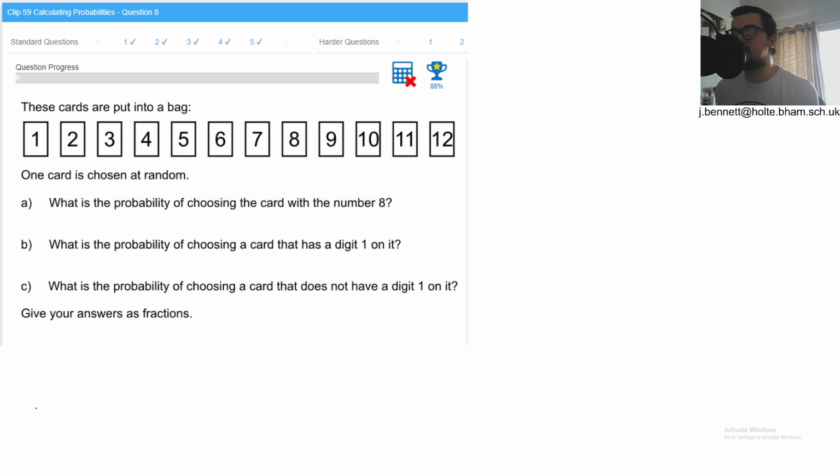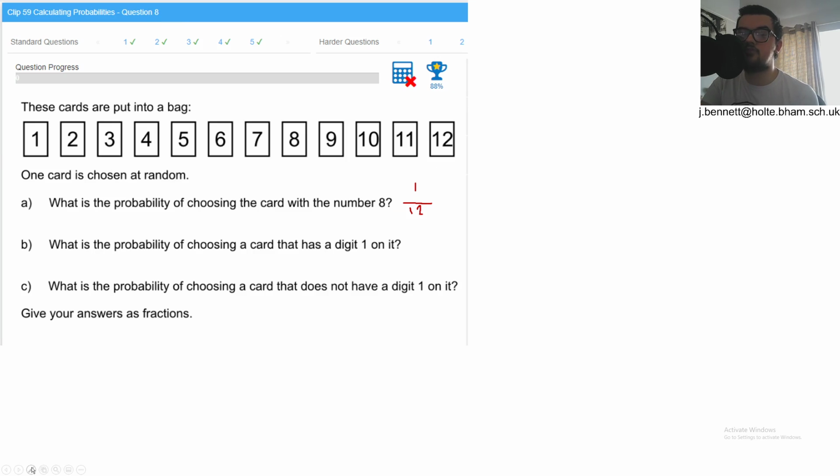Well, it's only the one, it's just the number 8. So we do our fraction, our selected outcome over the total number of outcomes. We have 1 because there's 1 eight, over 12 because there are 12 cards. Is this the last question? No, we've got one more for this. What is the probability of choosing a card that has a 1 digit on it?